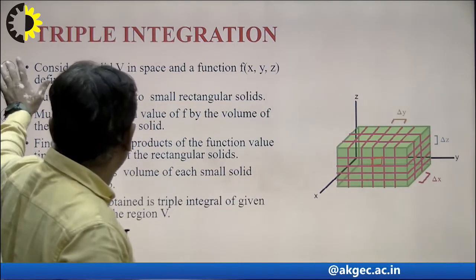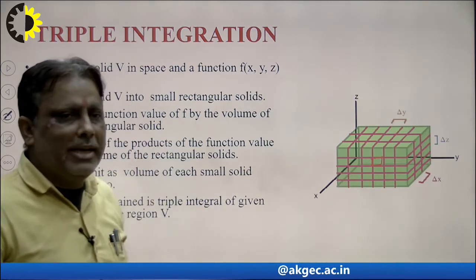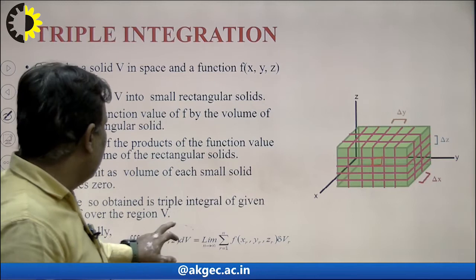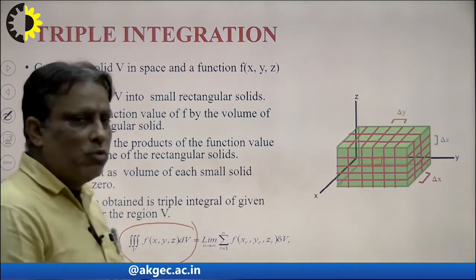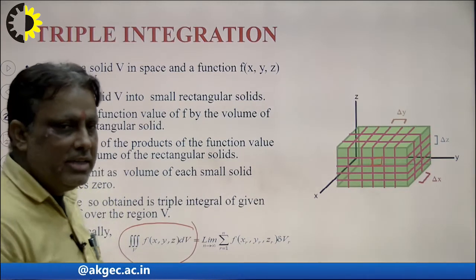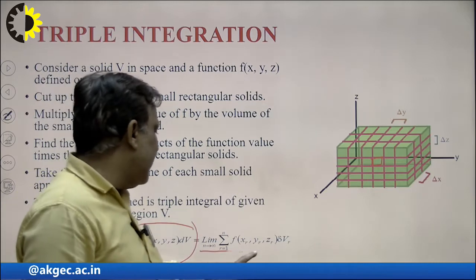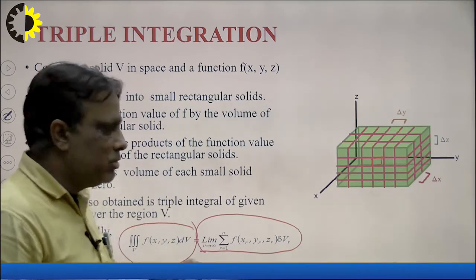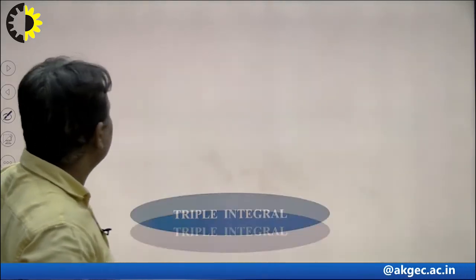Mathematically, this is the role of triple integration. The triple integral over V, where dV means dx dy dz, is the limit as n tends to infinity of that sum. So what is the conclusion? We can obtain it with the help of this diagram.